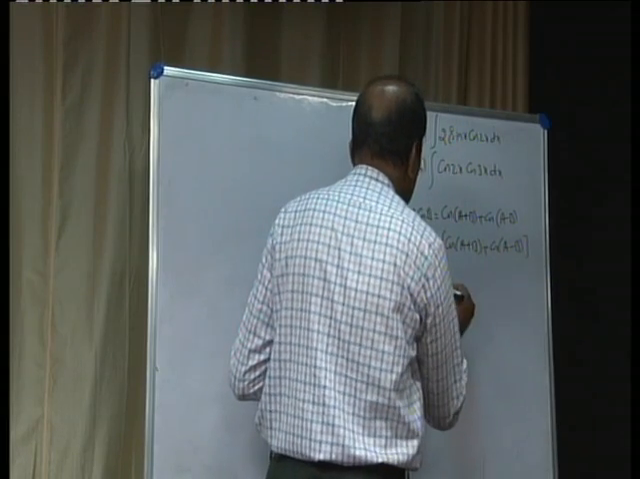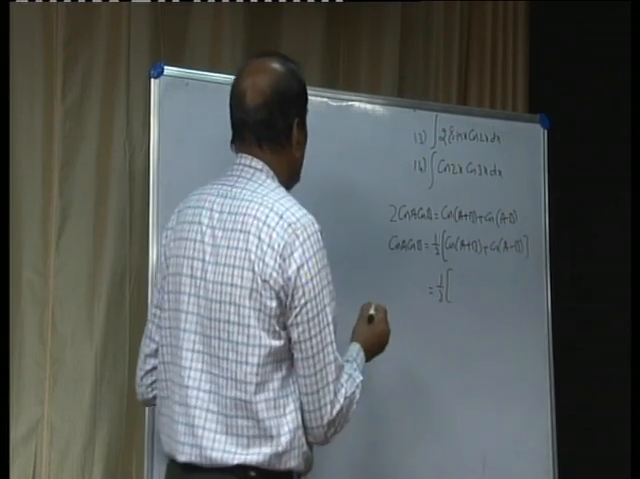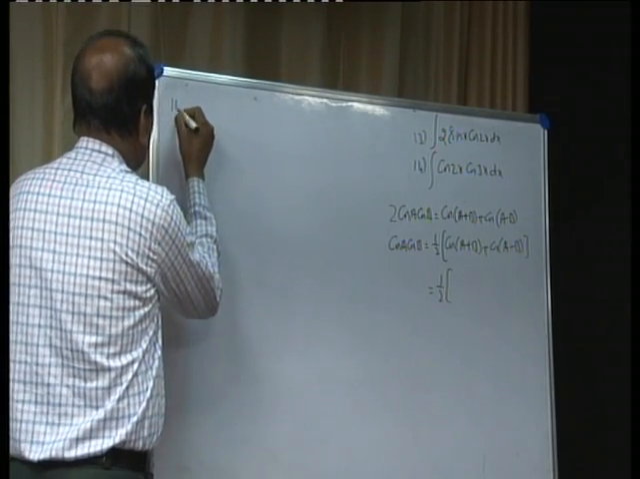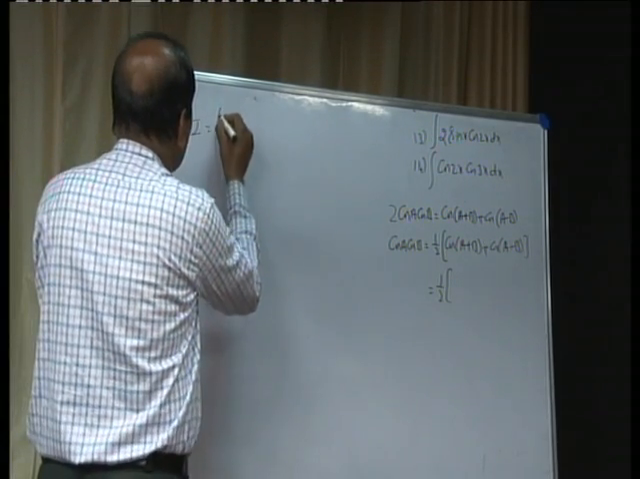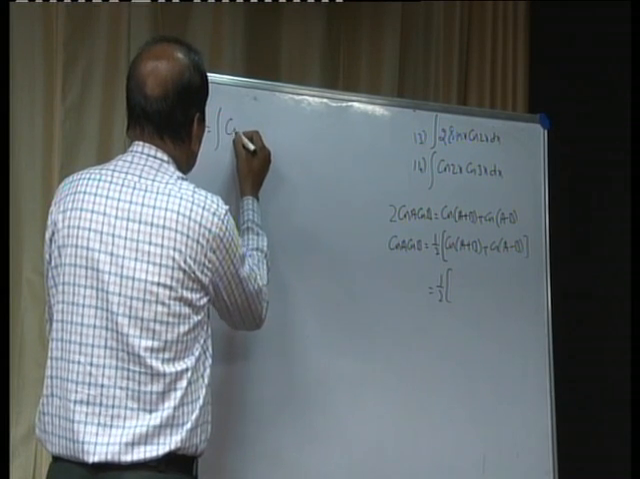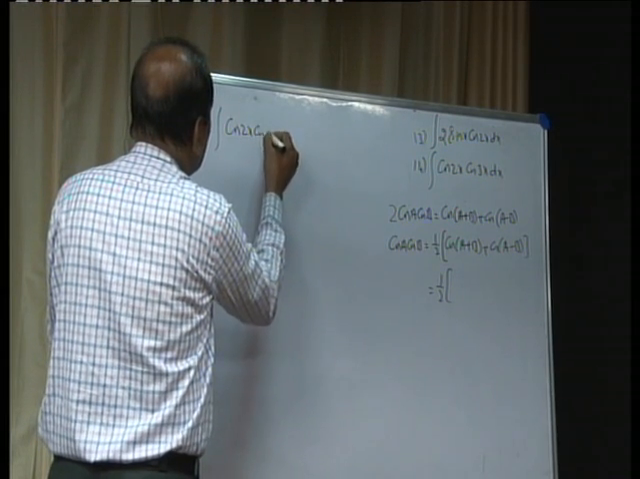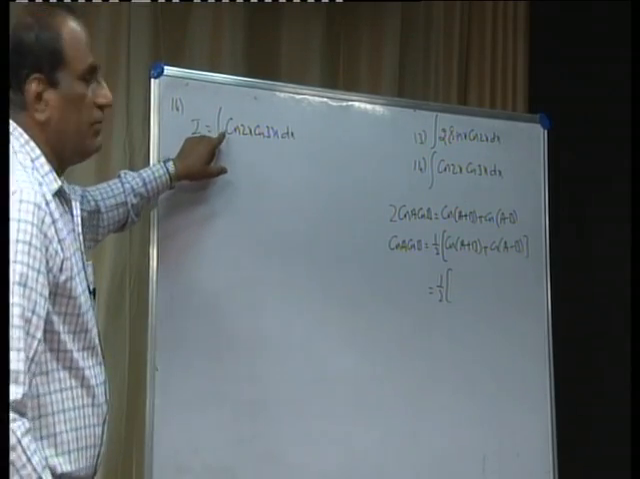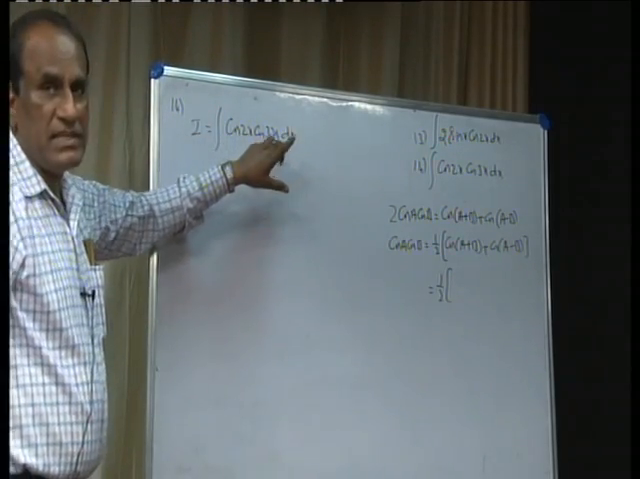Simplify this. See here what the problem is: I is equal to the integral of cos 2x cos 3x dx. In the last problem we had 2, but here there is no constant 2.